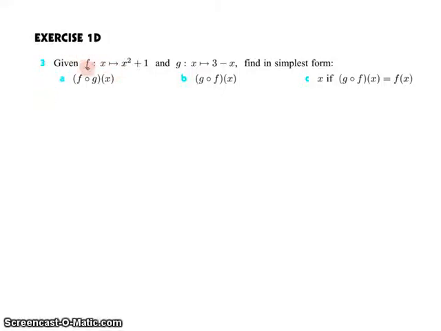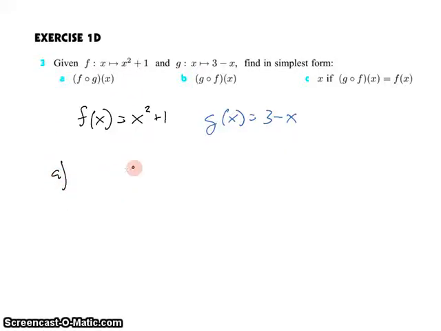In this question, we're given two functions, f and g, but in this funny format that I really hate. So first thing I'm going to do is rewrite them. This says f varies with x according to this rule, but I can just rewrite that as f of x is the same rule. We'll do the same thing over here. G of x is a different rule: 3 take x. So 3 take x, x squared plus 1, x squared plus 1.